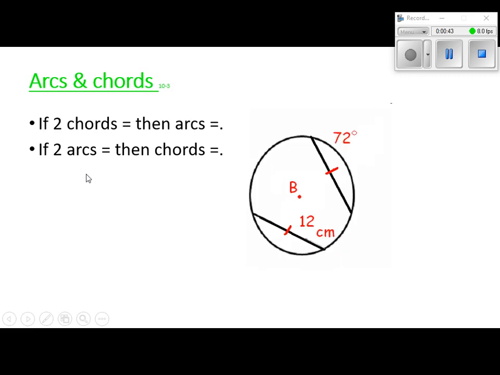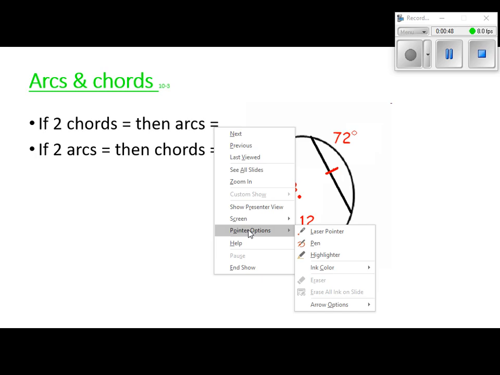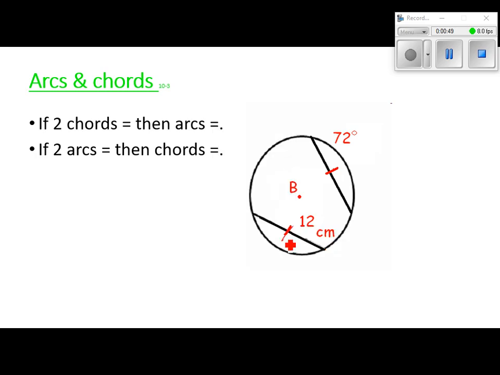So if I have this picture and these markings here tell us that these two chords are equal, then that means these two arcs that they cut off have to be equal. So if this arc out here is 72 degrees, then this arc has to be 72 degrees. And if this chord is 12 centimeters, this chord has to be 12 centimeters, so on and so on.